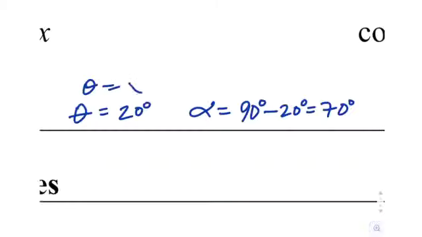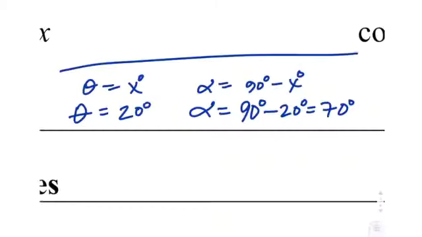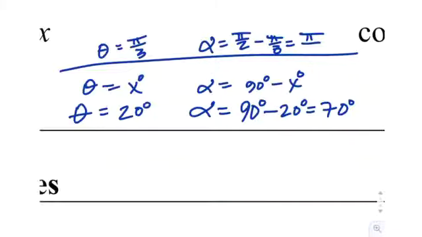So in general, if theta equals x degrees, the complement is going to be 90 degrees minus what? X, right? In general. What would it be in radians? If I have an angle like pi thirds, what would the complement of pi thirds be? Not 90 minus, but what? Pi halves. Why pi halves? It's equivalent to 90 degrees. It's pi halves minus pi thirds, which of course y'all know is pi sixth.